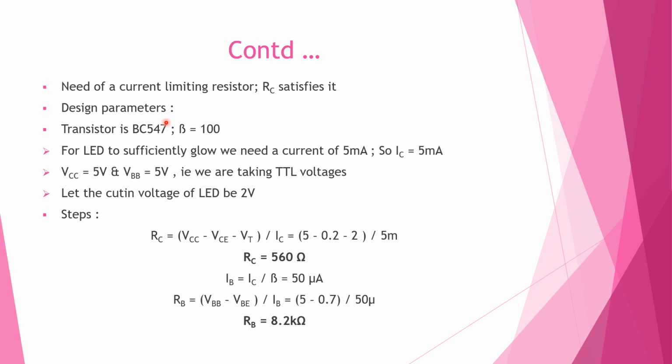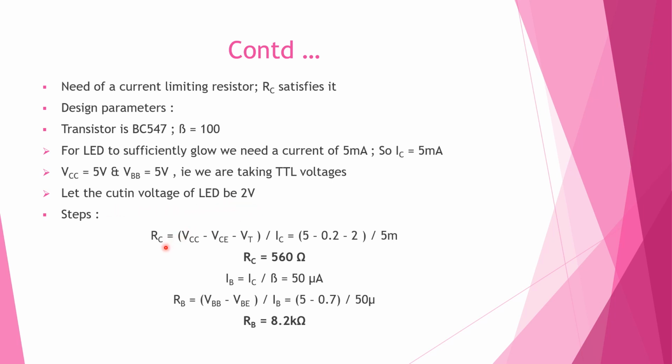Now the design parameters: the transistor is BC547, the forward gain is 100. For the LED to sufficiently glow, we need to limit the current to 5 milliampere using the resistor. So the maximum collector current is 5 milliampere. VCC is equal to 5 volt and VBB equal to 5 volt. That is what we are taking here. And let the cut-in voltage of the LED be 2 volt.